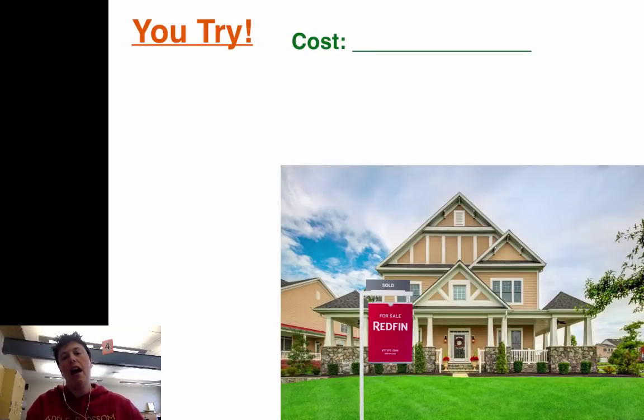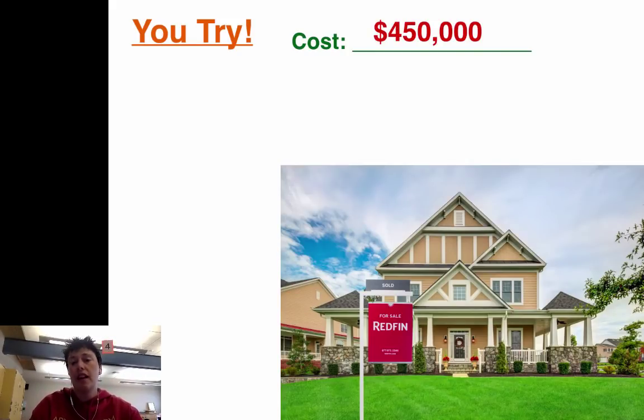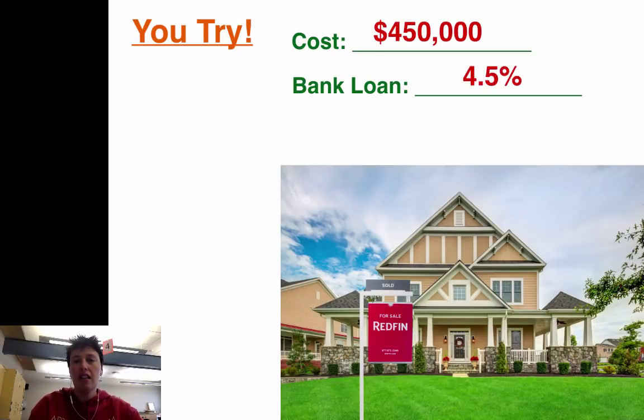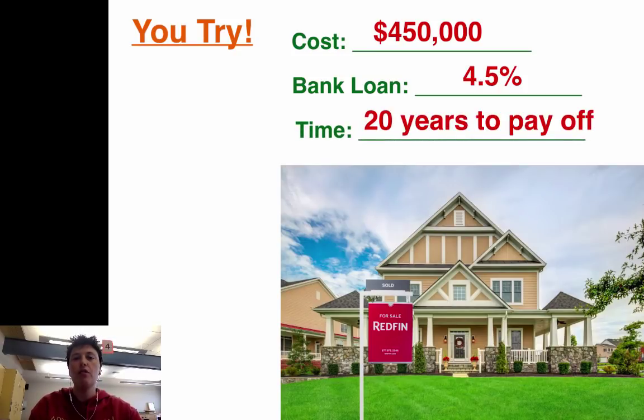let's imagine you are buying a house. And now the cost of a house is going to be much more than the cost of a car. So the cost of this house is $450,000. The bank's going to give you a loan because there's no way you can pay that all out of pocket. You need to borrow the money. So you're going to get a nice 4.5% interest rate, and the bank's going to give you some time.